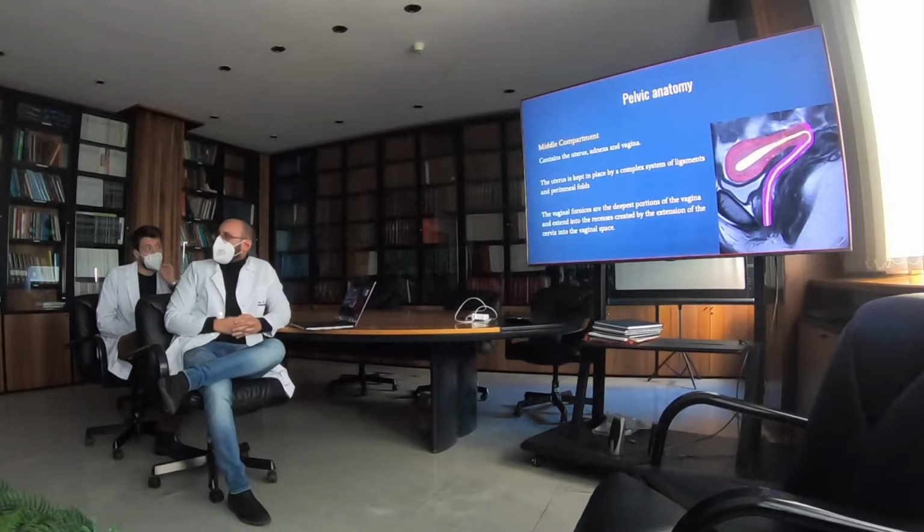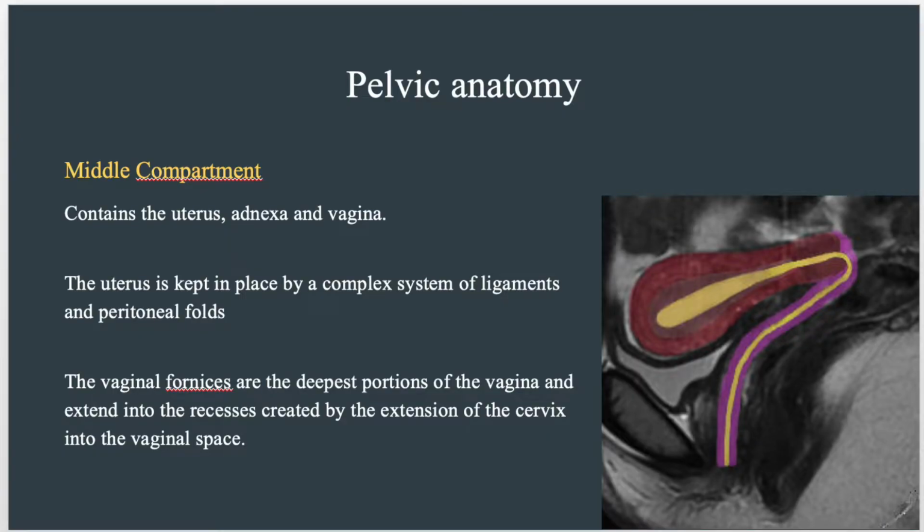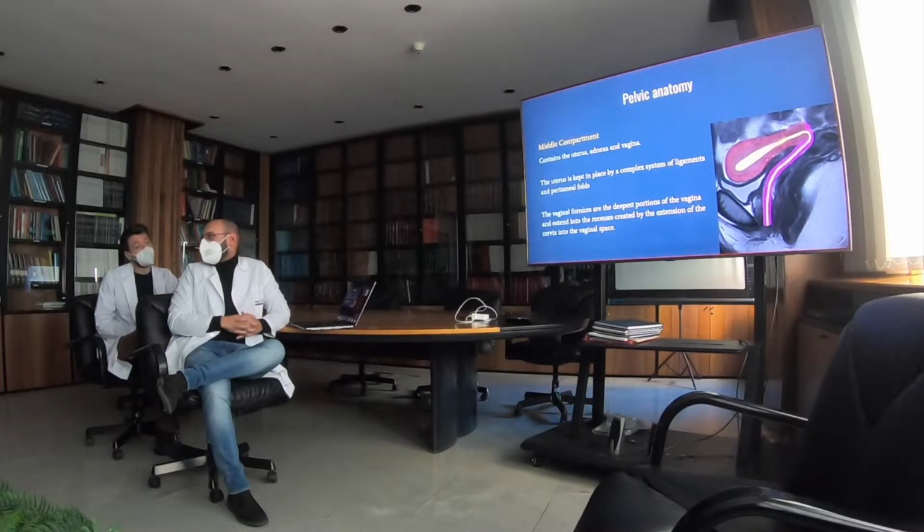The middle compartment comprises the uterus, the adnexa, and the vagina. We know that the uterus is kept in place by a complex mechanism of ligaments and peritoneal folds. There are many regions involved in endometriotic lesions, such as the vaginal fornices, which are the deepest portion of the vagina, extending in the deepest portion of the vaginal canal, surrounding the extension of the cervix. In particular, the posterior vaginal fornix is associated mostly with endometriotic lesions.